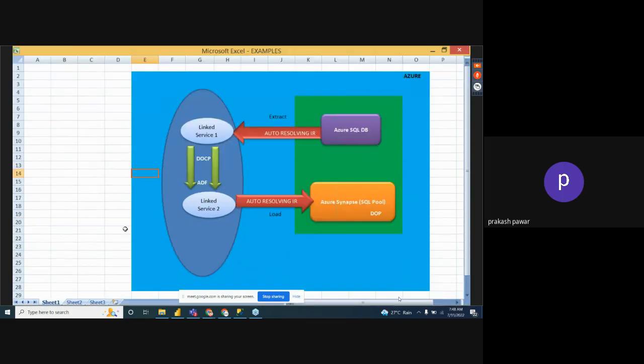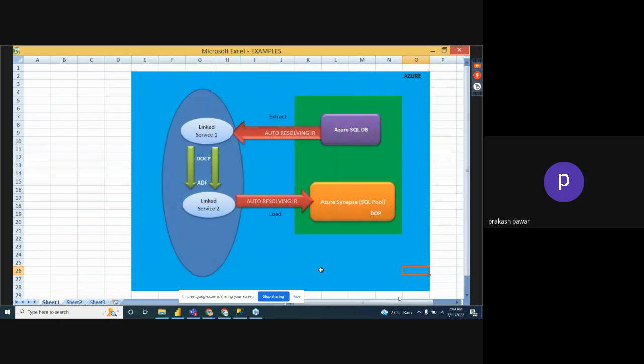Let's continue. What are the technical terms we're learning so far? Auto-resolving IR, linked service, and DOC. When working with a linked service, remember it is a reusable component, and we can edit its configuration. We'll do it one by one. For now, you got some black box information. Hope you got some idea.